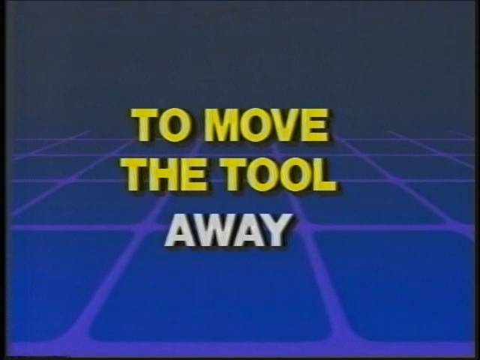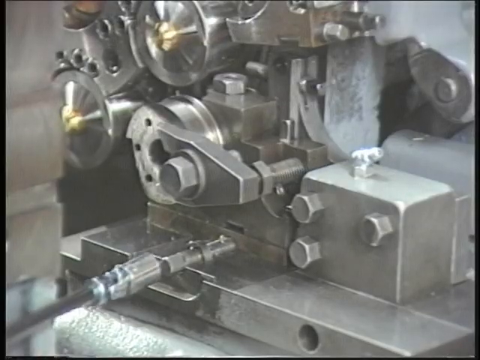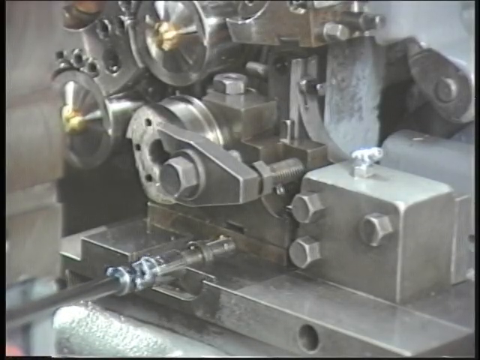To move the tool away from the revolving head, turn the lateral adjusting screw clockwise to take up any backlash.